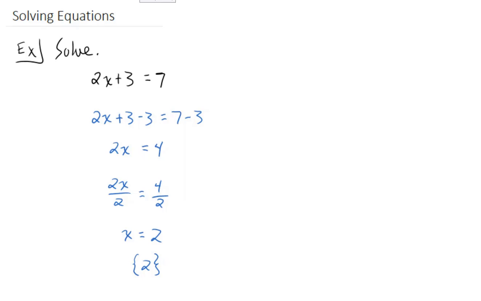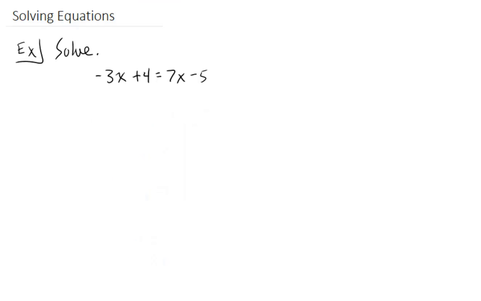Let's make it a little bit more complicated. Alright, let's say we have negative 3x plus 4 equal to 7x minus 5. So it's getting more complicated to sit there and just mentally plug numbers in for x and see what works. So this is where our strategies for solving really start getting beneficial.